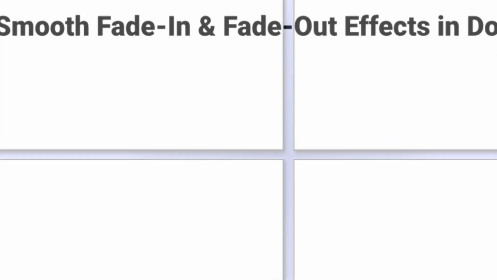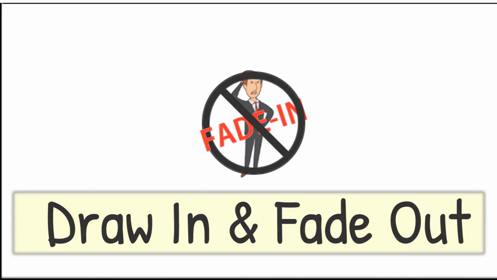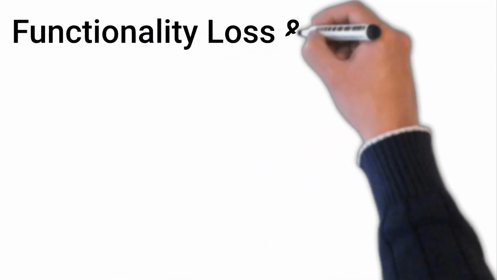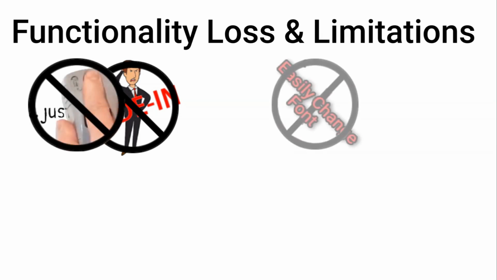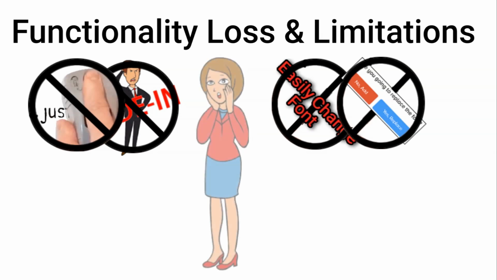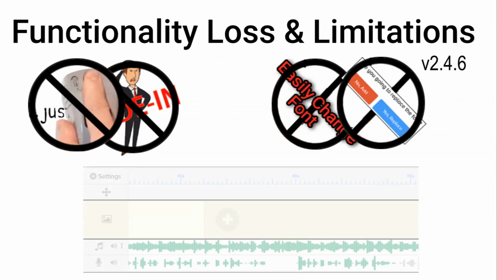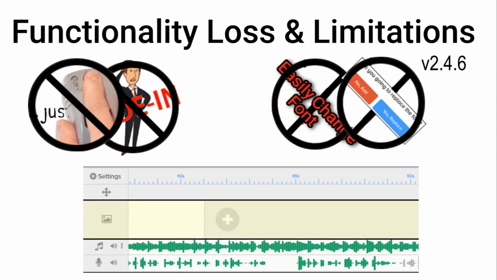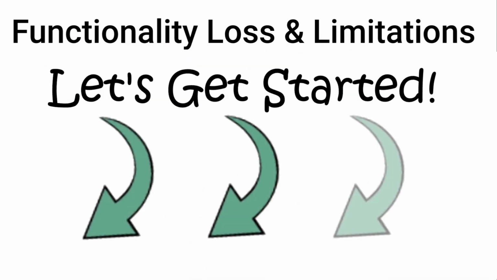Doodly version 2.4.6 does not natively support creating fade-in effects for text or assets and fade-out effects of any kind. You will run into some limitations when creating these effects on your own. You will lose the ability for the hand to erase portions of an asset or text when you place other assets on top of it. Version 2.4.6 only offers one image timeline, so you can only fade in one item at a time. Let's get started, shall we?